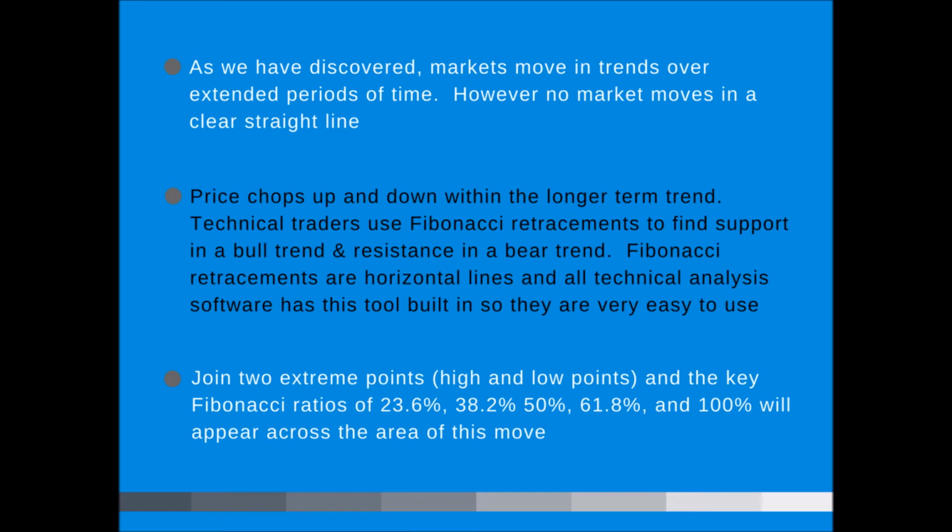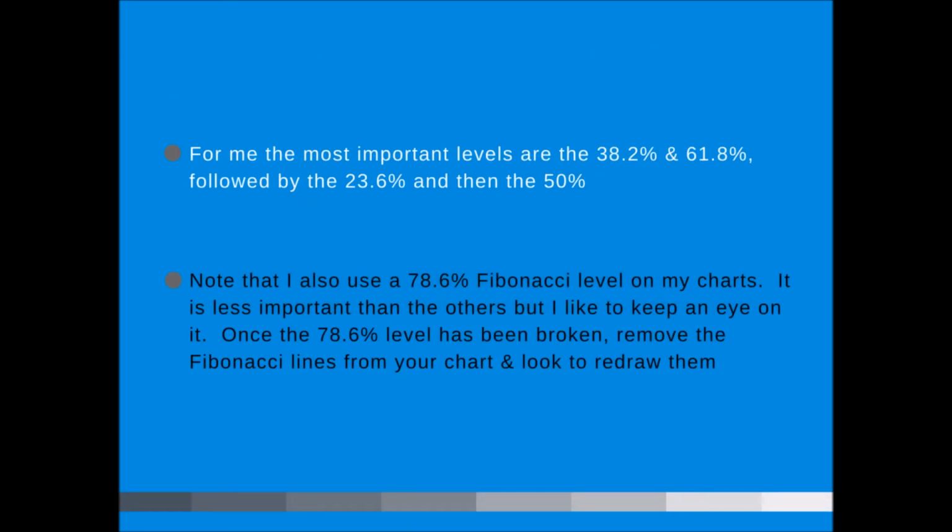But for me, the most important levels are 38.2 and the 61.8, followed by the 23.6 and then the 50. Note that I do also use a 78.6% Fibonacci level on my chart. I find it less important than the others, but I like to keep an eye on it. Once the 78.6 level has been broken on the move back, remove your Fibonacci lines from your chart and look to redraw them using the new highs and lows.